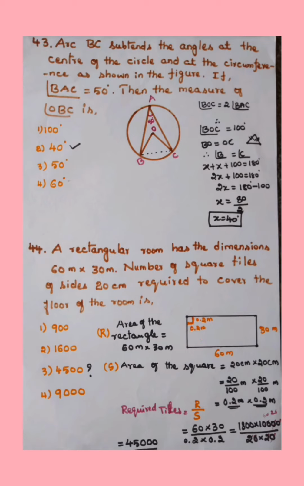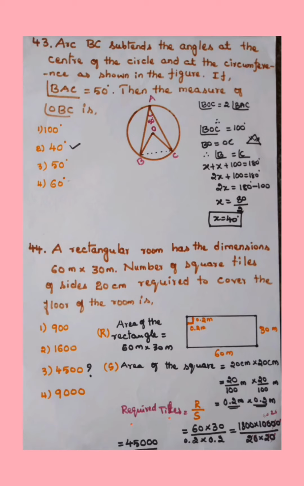So let us check the area of this rectangle and the area of the square. Now the area of the rectangle, length into breadth, is already given in the dimensions, that is 60 meter into 30 meter. The area of the square, actually the side is given in centimeter, that is 20 centimeter. So 20 centimeter into 20 centimeter, you can convert that into meter by dividing by 100, 20 by 100, and the area of the square is side into side, a square, right? So dividing 20 by 100 gives us 0.2 into 0.2 meter, that is for the area of the square.